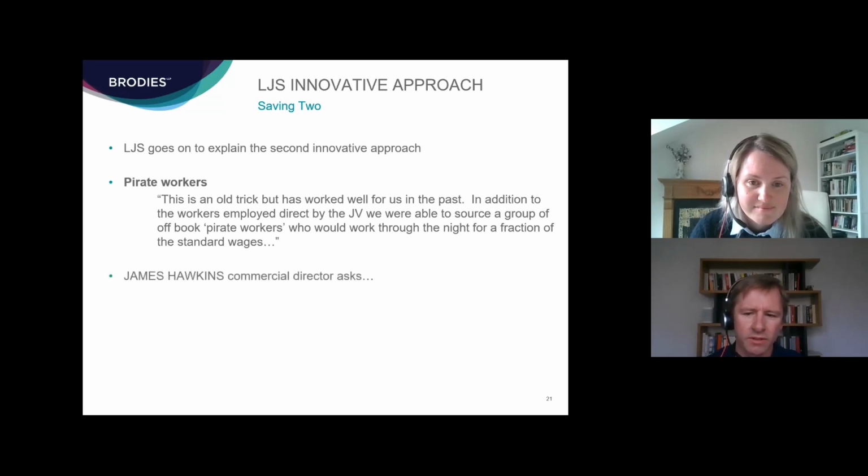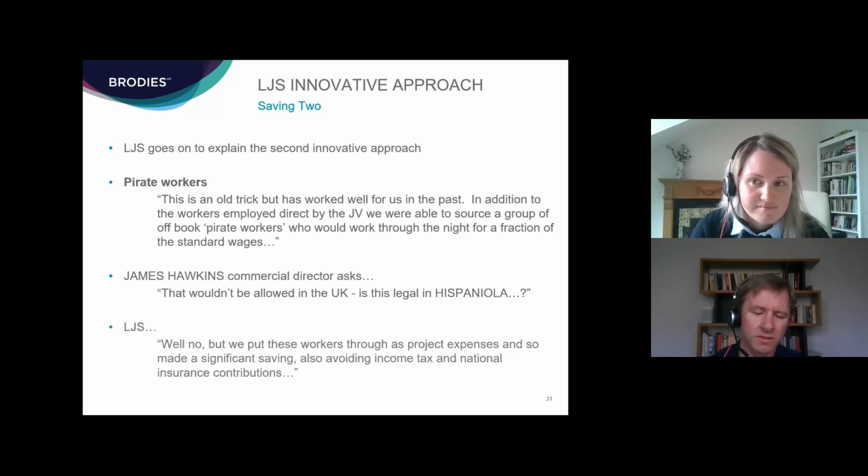And the Hawkins commercial director thinks and then asks, that wouldn't be allowed in the UK. Is this legal, this pirate workers thing? Is this legal in Hispaniola? And Silver's team: well, no, but we put those workers through as project expenses, and so made a significant saving. We also avoided any income tax or national insurance contributions that are required to be made there. And you can feel the commercial director's stomach going through the floor here.